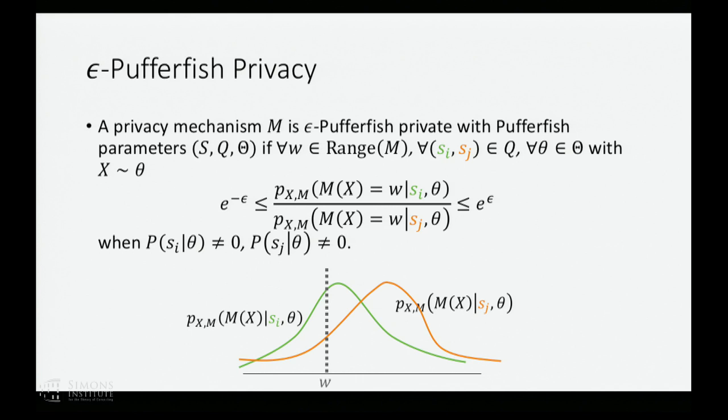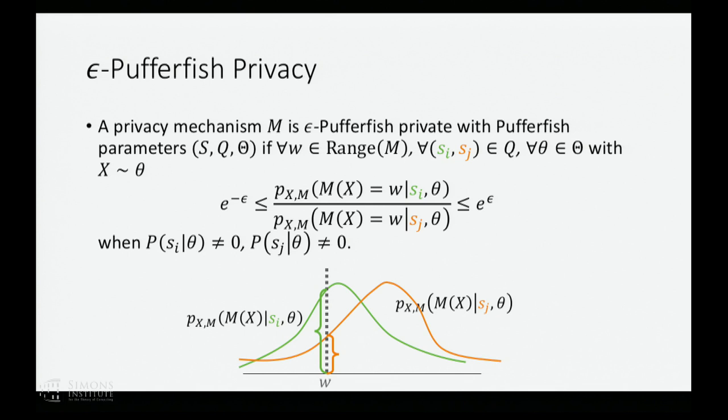So if these two are the PDFs for the two distributions, then what we want is that for any W on the support, the ratio between these two parts is upper bounded by e to the epsilon. So this is pretty close to the definition of differential privacy: epsilon here quantifies the privacy loss, and smaller epsilon means we have better privacy. But notice the difference here is that the probability is taken not only with respect to the randomness of the algorithm, but also with respect to the randomness of the data.